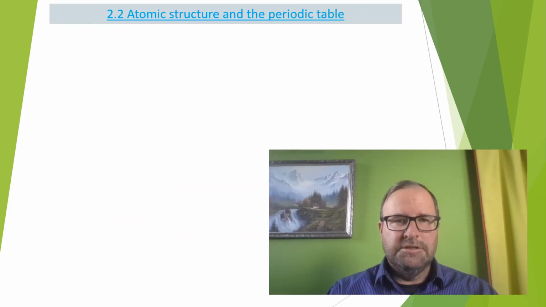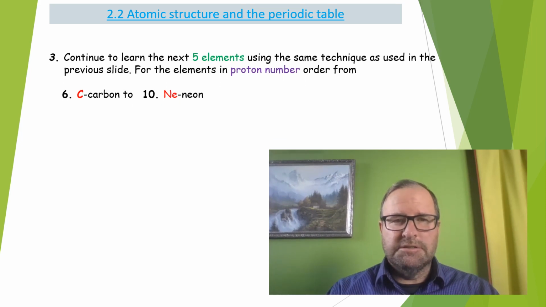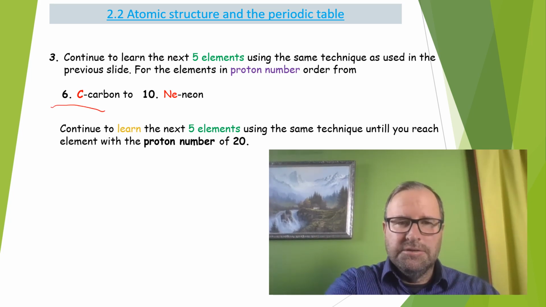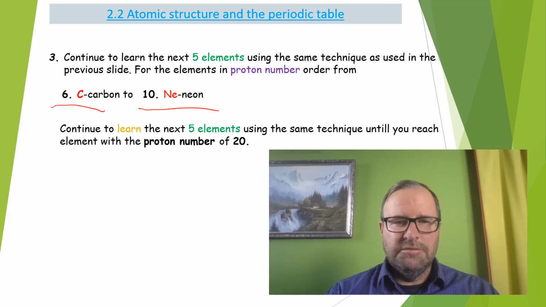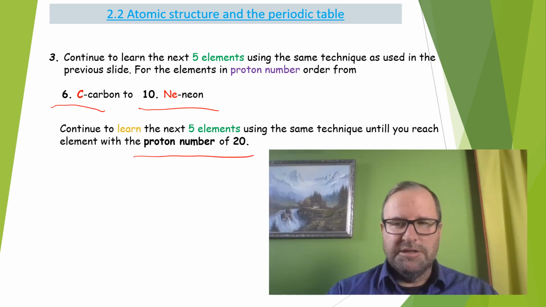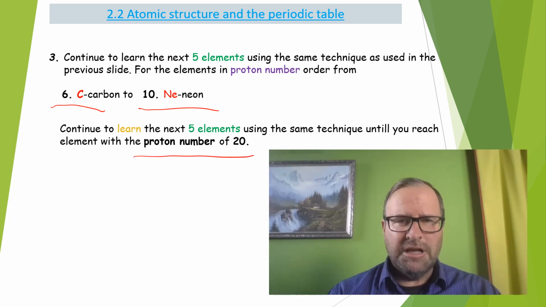Okay, here's the next bit that you want to learn. Continue to learn the next 5 elements using the same technique with the mnemonic, as in the previous slide, for the elements in proton number order. So you can go from carbon, number 6, to element number 10, and then use a silly sentence or a sentence that makes sense to you, whatever works for you. Then you continue on to the last element, calcium, number 20. So spend some time doing that. You'll benefit a lot from knowing those first 20 elements, and when we go a little bit further into part 2, the position and location of those elements will help you with its period and other aspects.